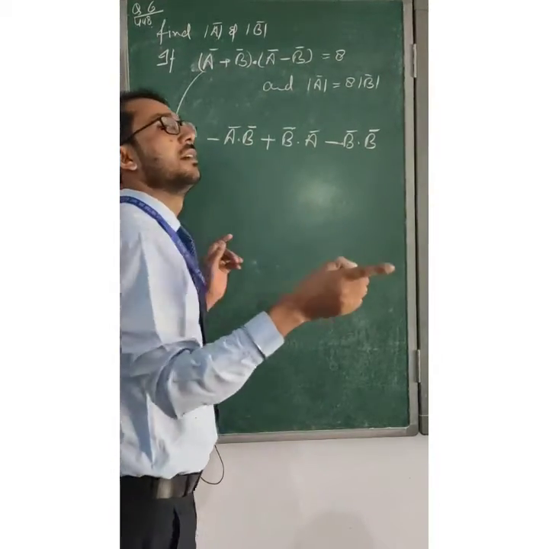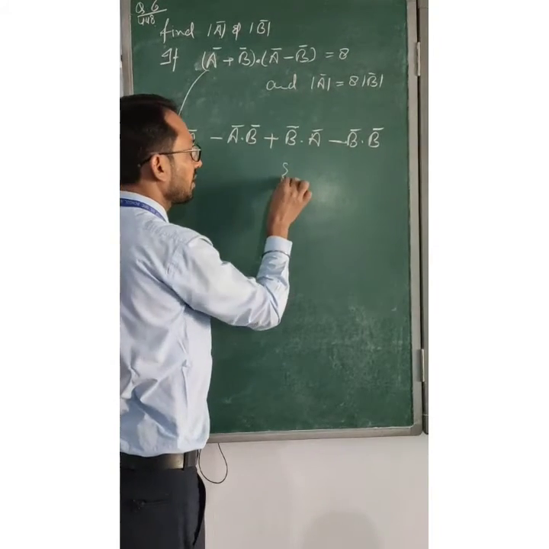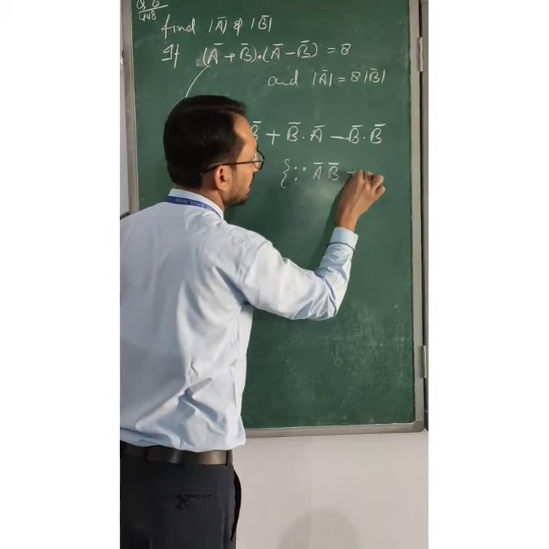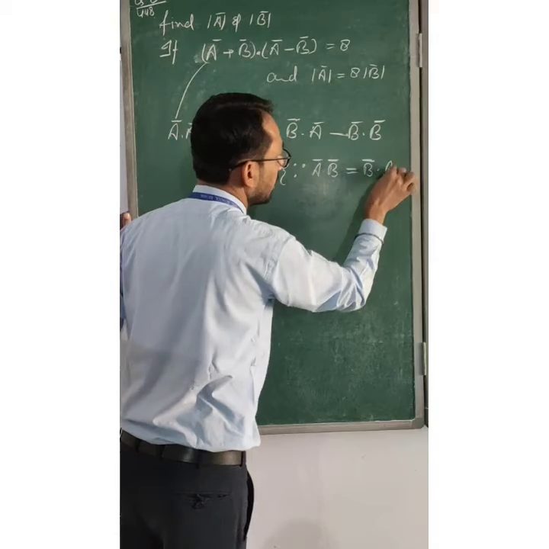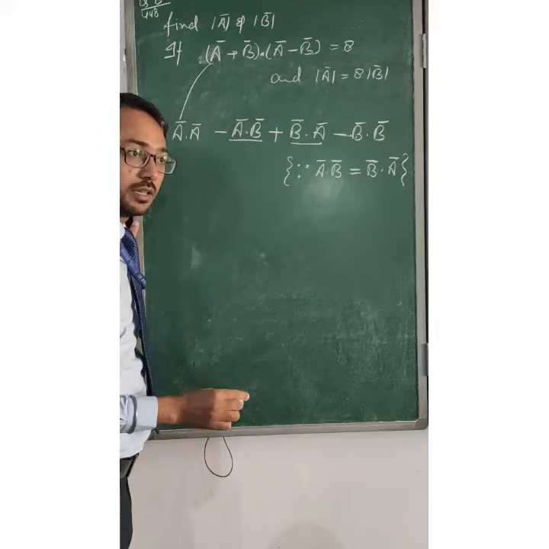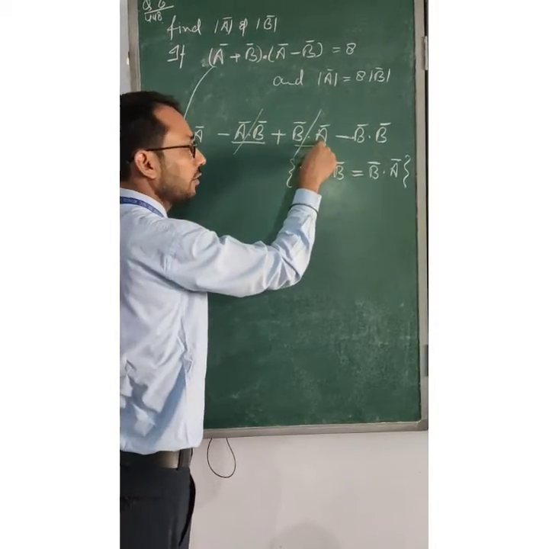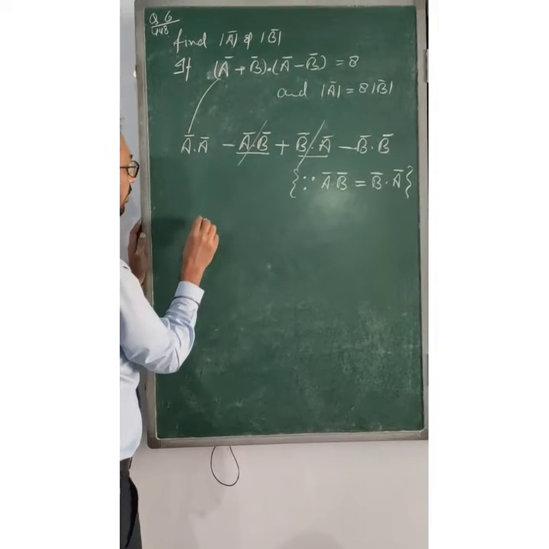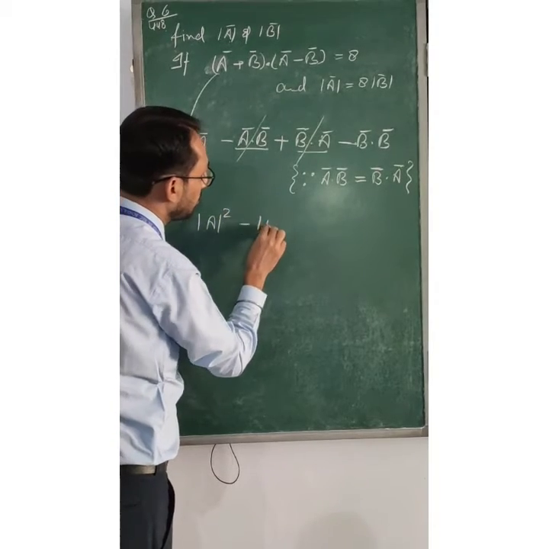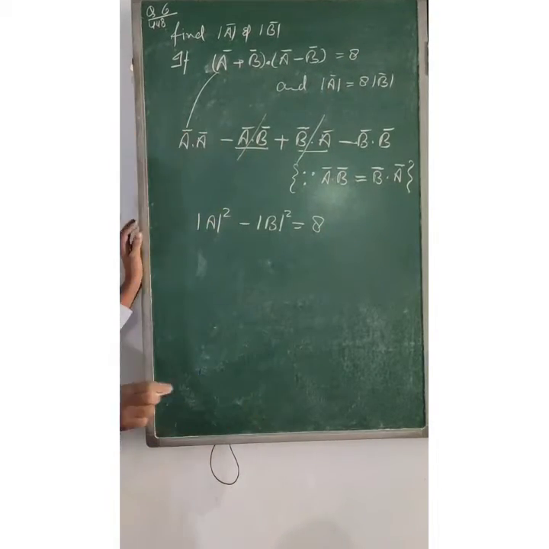Now try to think. We know that the dot product obeys the commutative law. Since A dot B is equal to B dot A, both are equal and will cancel out. In the next step also, if you want to write A dot B, no problem, and then cancel it. So A dot A can be written as mod A whole square minus mod B whole square equals, it was given to us, 8.